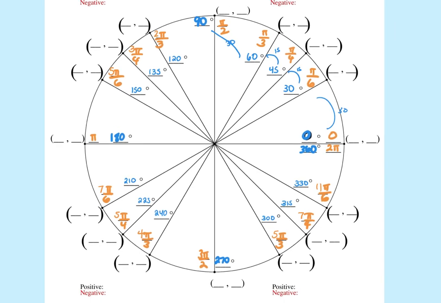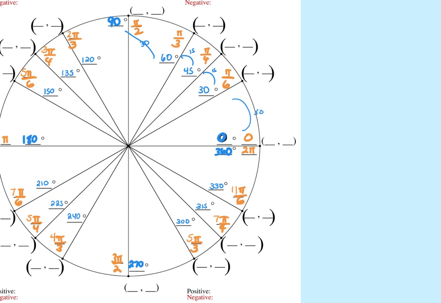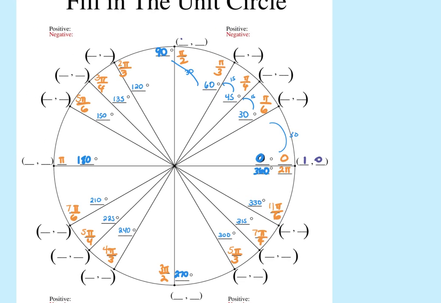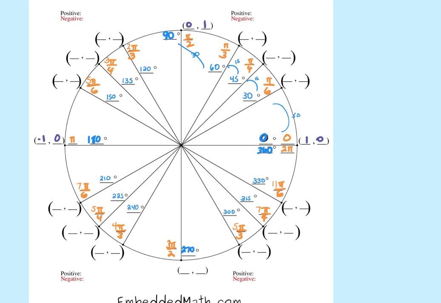Okay. Here's the easy part. We already know the quadrant coordinates because we move to the right 1, which means this is 1, 0. Up 1, so this is 0, 1. Left 1, -1, 0. And down 1, 0, -1.